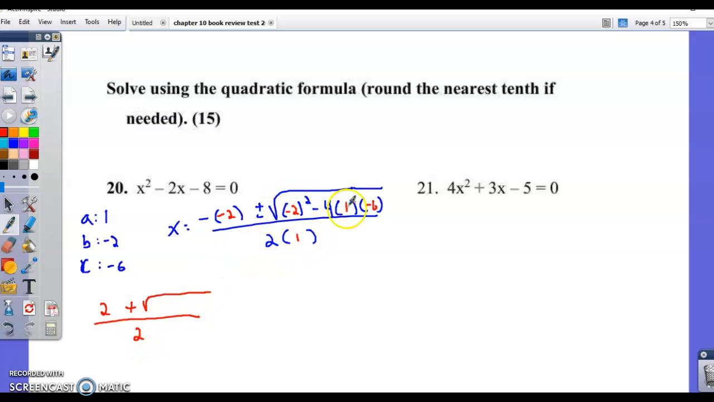So I'm going to type this part into my calculator to see what I get inside the square root. All right, so I pause the video and I type this in my calculator, and I get 28. So I'm going to do 2 plus the square root of 28 divided by 2, and I'm also going to do 2 minus the square root of 28 divided by 2.